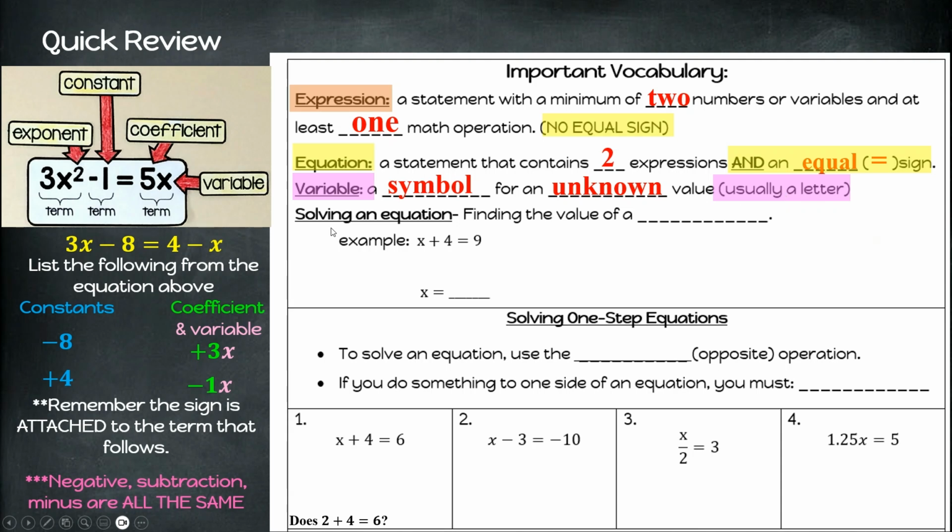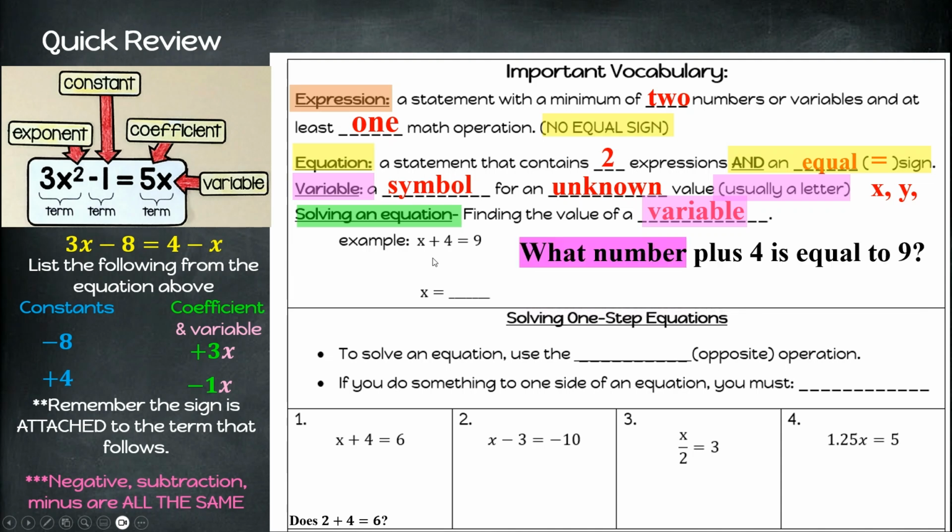Then we have solving an equation, which is our goal today. When we are solving an equation, we are finding the value of the variable or the unknown. So here we have an example, x, or an unknown number, plus 4 is equal to 9. What is the value of x? So what number plus 4 is equal to 9? Well, most of you are going to say, well, it's 5. So we solved this equation because we know that 5 plus 4 is equal to 9.